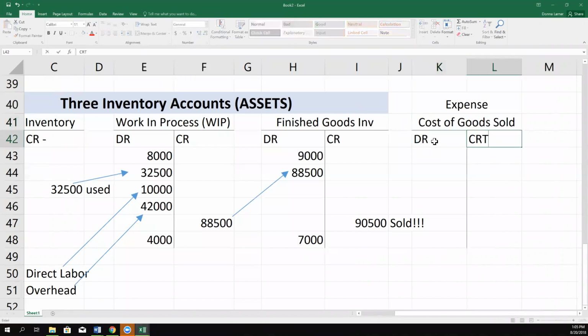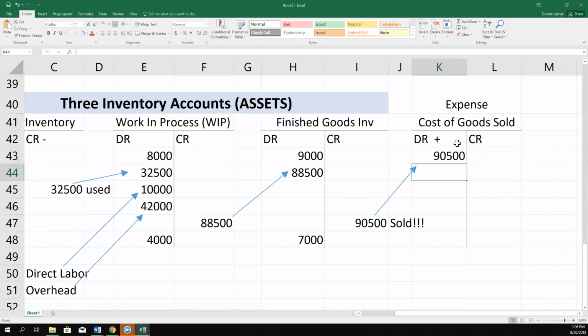Expenses, just like assets, are debit and credit. Debit is the plus side. Credit is the minus side. So when items get sold, they are debited into this account, the cost of making them. So $90,500 gets debited into the cost of goods sold account.